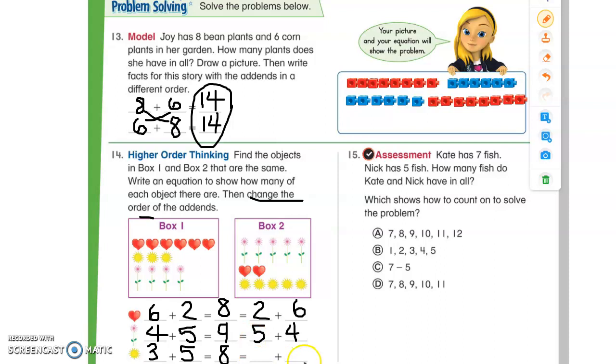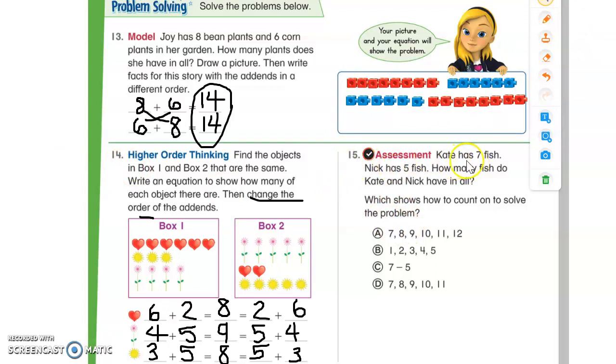All right, now I'm going to change the order of our add-ins. So I'm going to start with box 2. 1, 2, 3, 4, 5 plus 1, 2, 3. And again, if I count on to double check my work, I will get the same sum of 8. 5, 6, 7, 8. So 3 plus 5 equals 8, and 8 equals 5 plus 3. So now I'm going to move on to number 15.